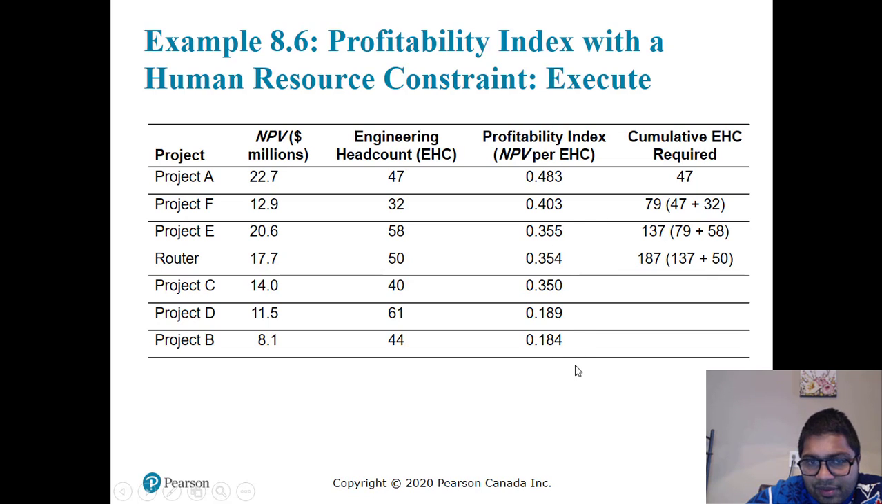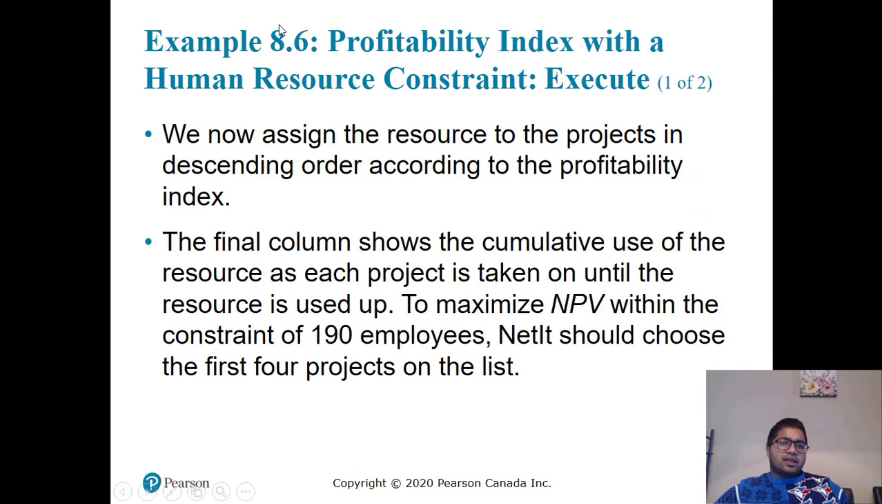So the highest profitability index is for project A. So you start with project A. Then it is project F, so you do project F. Then you do project E. Then you do the router project, right? You have 190 engineers. You are almost done with all the engineers here. So you will rank projects according to profitability. Start with the highest profitability projects, then go down.